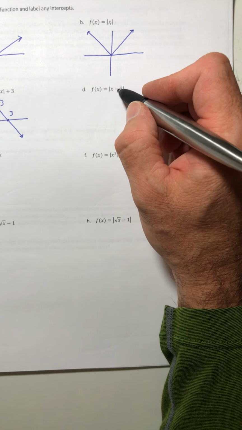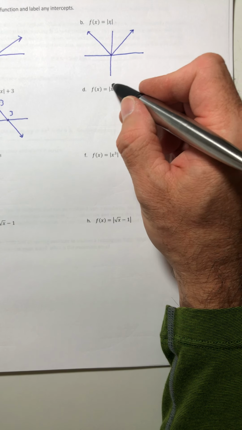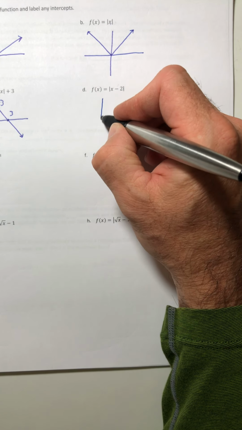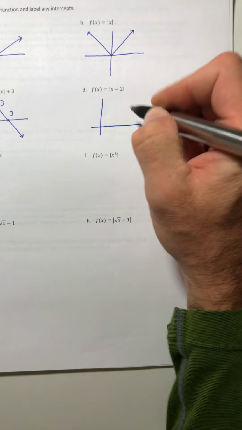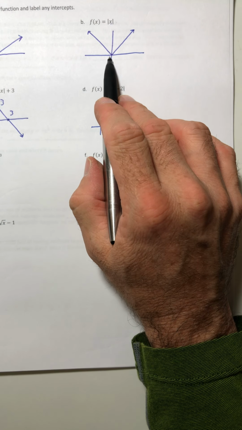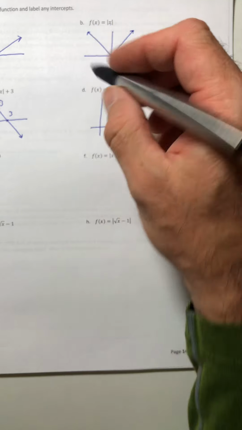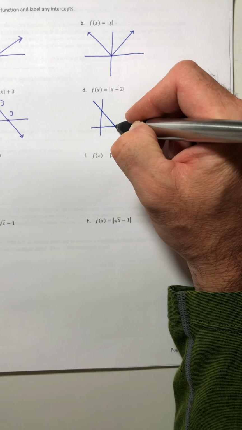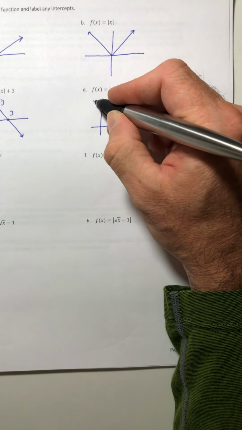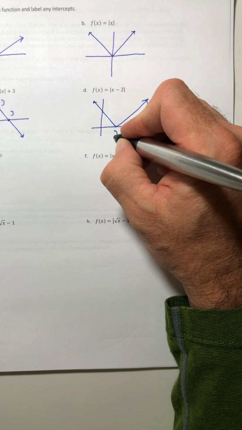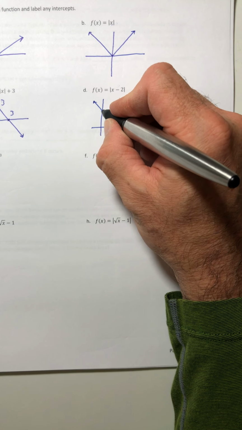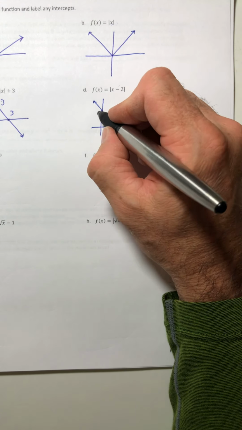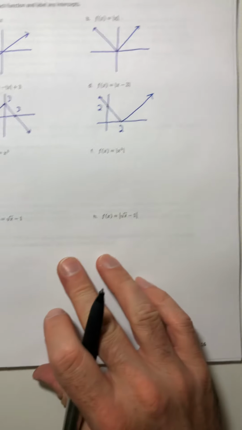Part D, what makes the inside equal to 0, that would be a positive 2. So it's taking the parent function and it's moving to the right by 2. And if x is 0, that means the y value is 2.